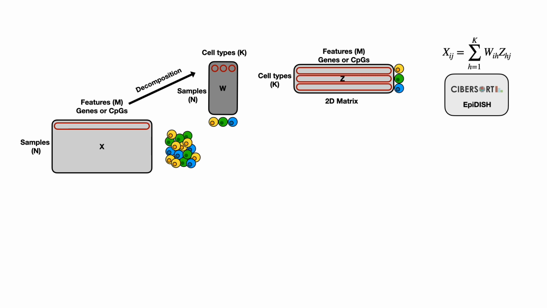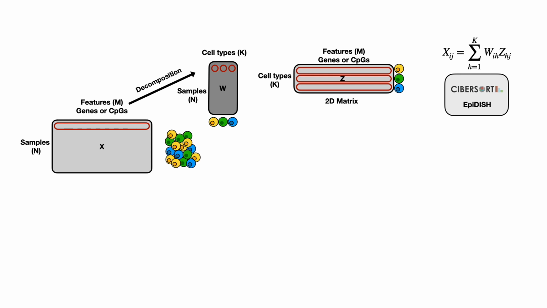One earlier approach is to treat this as a matrix decomposition question, where we're trying to decompose bulk profile X into two matrices, W and Z. W is what we call the cell type proportion matrix that is sampled by cell types. Each row denotes a specific sample, and each column denotes a specific cell type. So for example here, the three circles indicate sample 1's yellow cell type proportions, green cell type proportions, and blue cell type proportions.